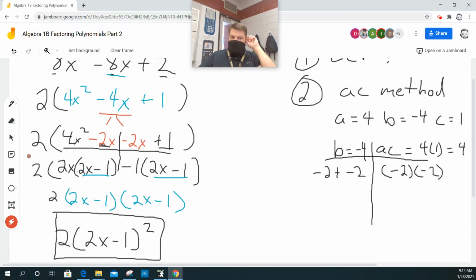Still keeping the 2 on the outside, I'm going to factor out common factors of the left half and the right half of our 4-term expression. Greatest common factor on this side between these two terms is 2x. When I factor that out, I get 2x minus 1.